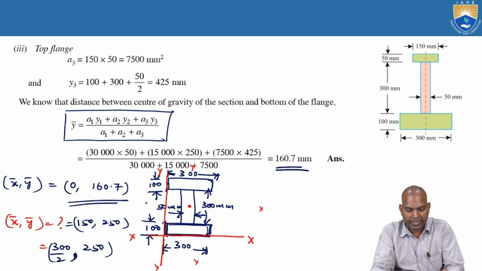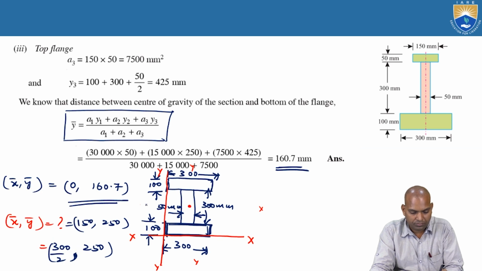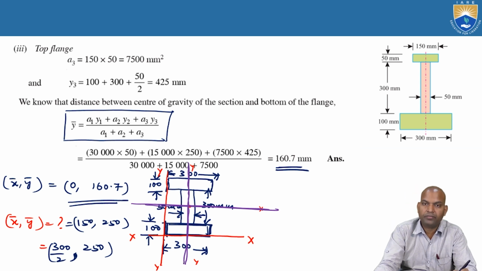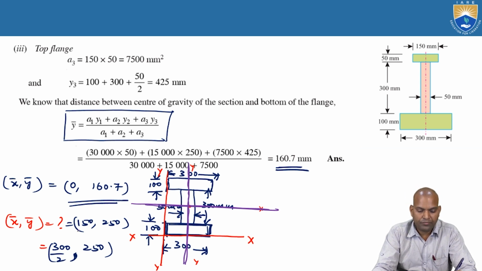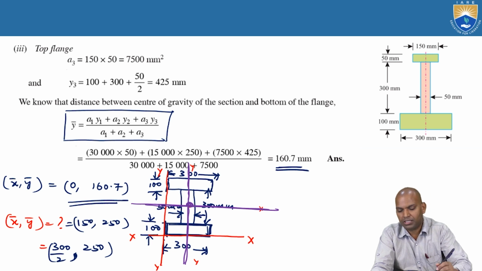That means it is located here. Again, the location comes: bar x and bar y location, so it is 150 and 250 millimeters. Now these are the location of the centroid of a two lines of symmetry section, that is the I section here.